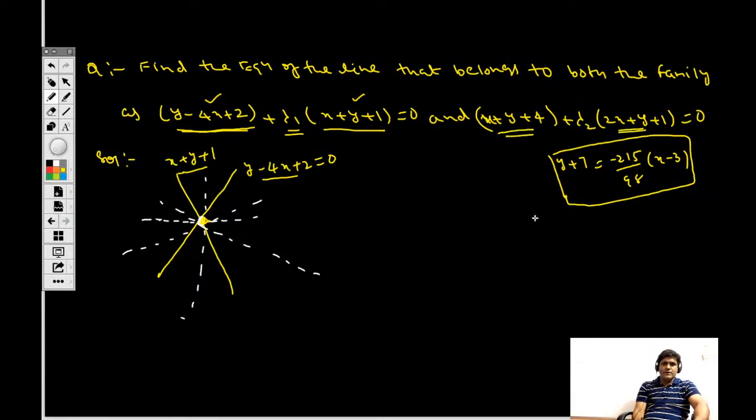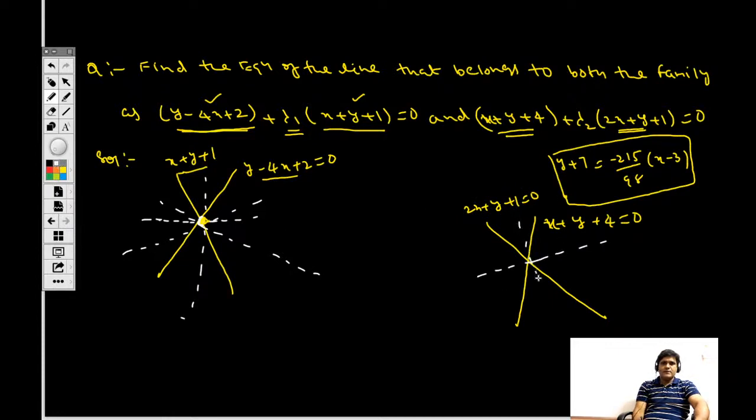So this family is what? This is L1 here, that is x plus y plus 4 equals 0, one line. Another line of this family is 2x plus y plus 1 equal to 0. Here also lambda 2 is the parameter, and lambda is a real number, therefore infinitely many lines. Therefore the point of concurrency is the point of intersection of these two lines.